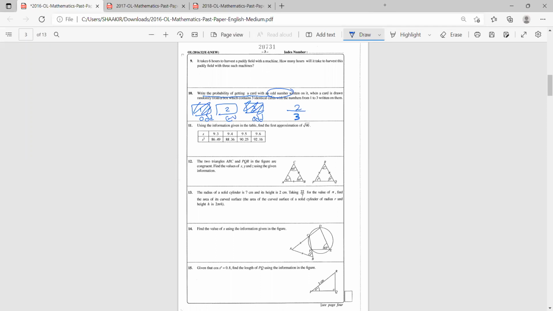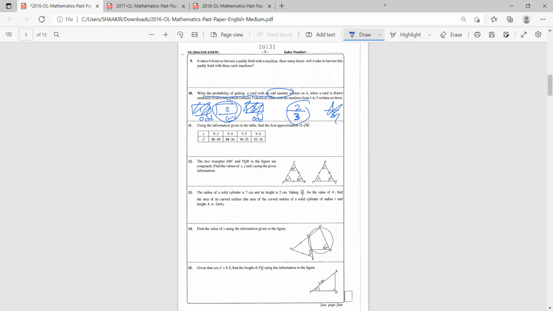Then tell me, what is the probability of getting an even number? How will the probability come? Here how many cards in total? 3. How many even numbers? There is only one even number card. So 1/3. So this is the answer for this question. Then let's go to the 11th one. Any doubts in that part? No, right? So for the odd number question, 2/3 is the answer. Here you don't have any methods. Just if you have written the fraction, you will be getting 2 marks for this question. Okay, then let's go to the 11th question.